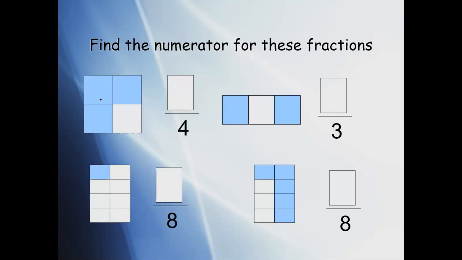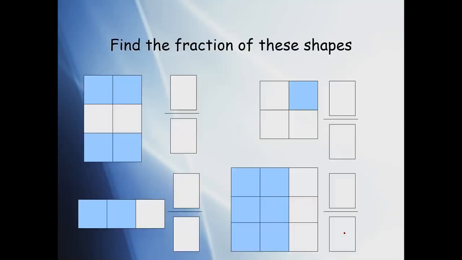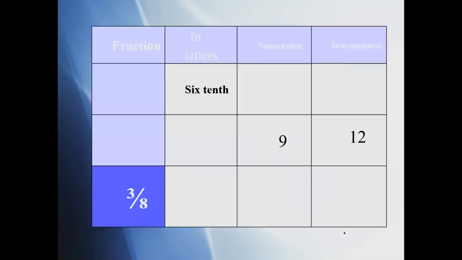For example, here we colored 3 parts, so the numerator is 3. We colored 2 parts, the numerator is 2. 1, 2, 3, 4, 5. We colored 5 parts, so the numerator is 5. Here we colored just 1 part, so the numerator is 1. Now, the denominator represents the total number. Here we divided this square into 4 parts, so the denominator is 4. We divided it into 3, so the denominator is 3. We divided it into 8, so the denominator is 8. Okay, like this you will do exercises 1 and 2.